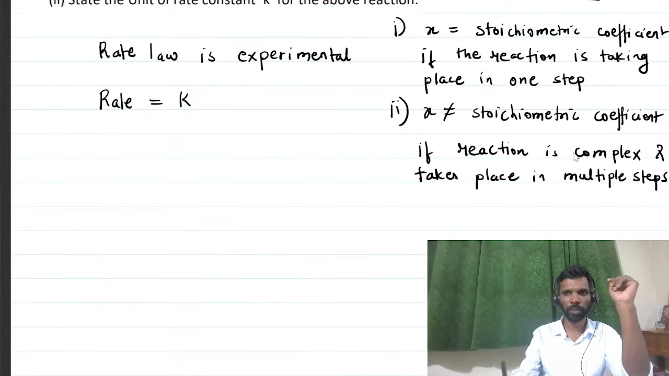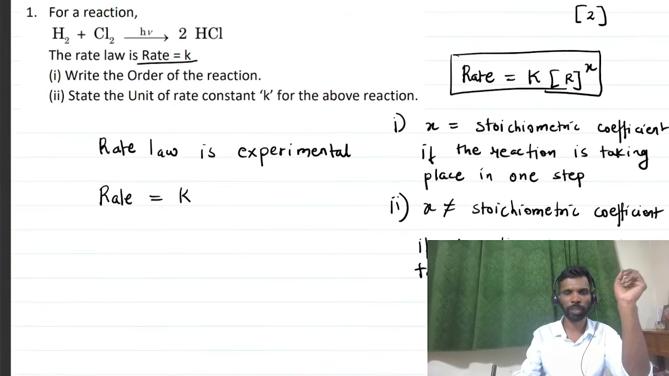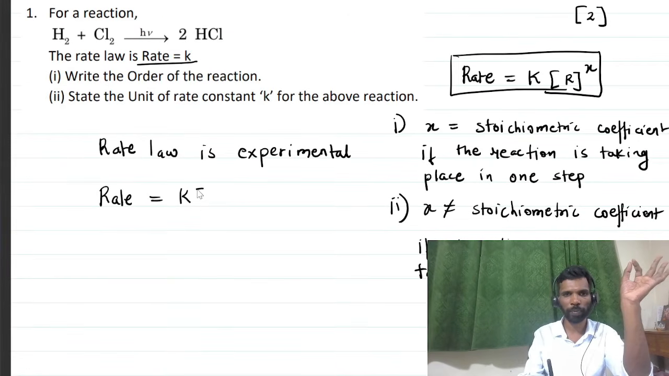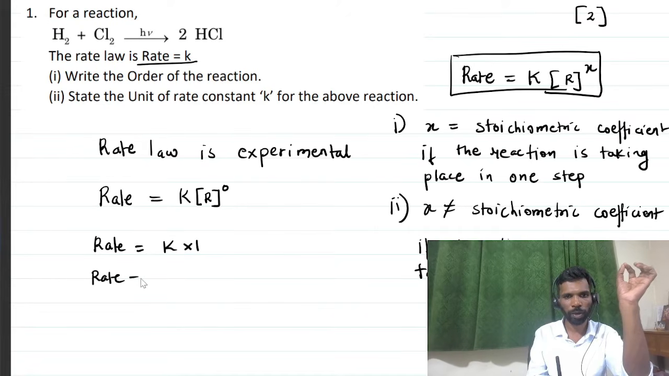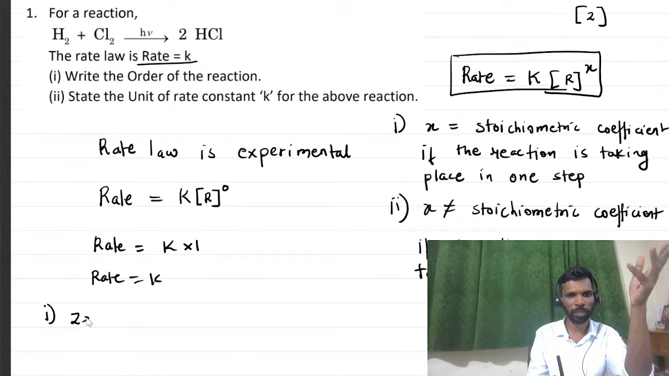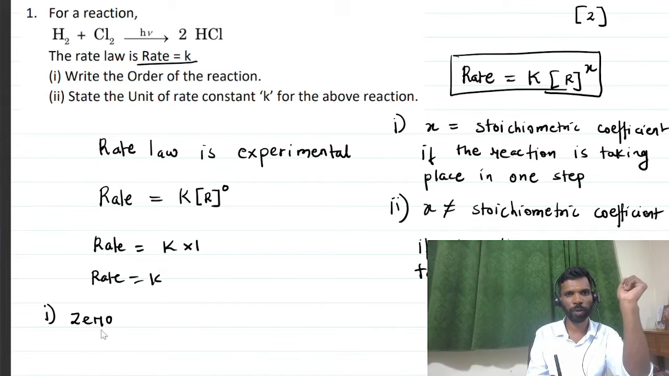Over here in this question, it is mentioned that rate is equal to K times the reactant, and this order is 0. Anything raised to 0 is what? 1, right? This is possible only if the order is 0. Rate is equal to K. This is the rate law for a zero order reaction. So, writing the order, the answer for the first one is zero order.